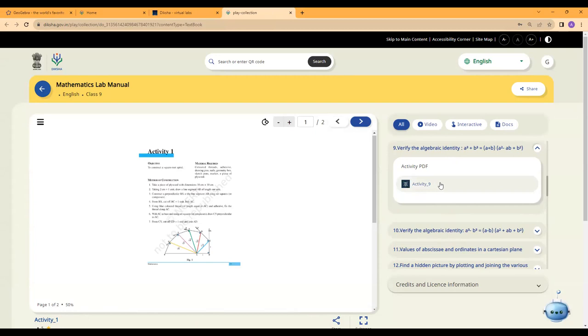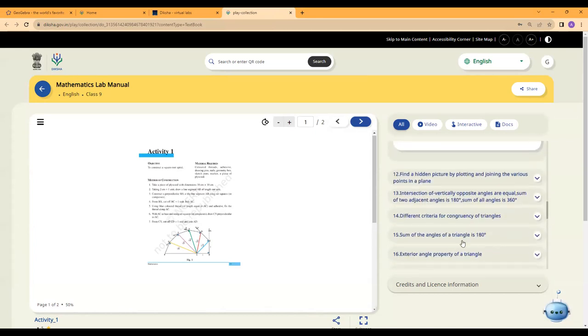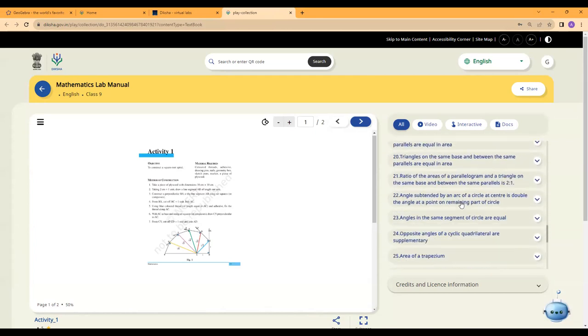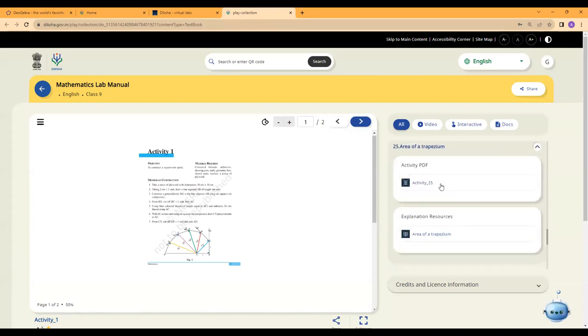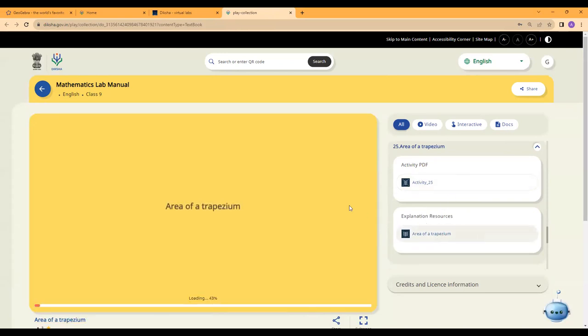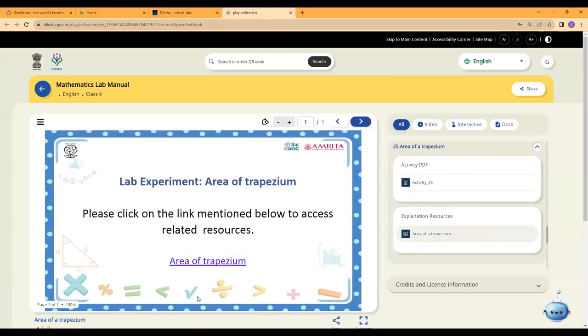We have a lab manual activity. We have a PDF of the lab manual activity, but with the PDF we have some explanation resources. Like in area of trapezium, we have a PDF of area of trapezium, but we also have explanation resources. When you click on explanation resources, we get the link. So you have to just click on the link.